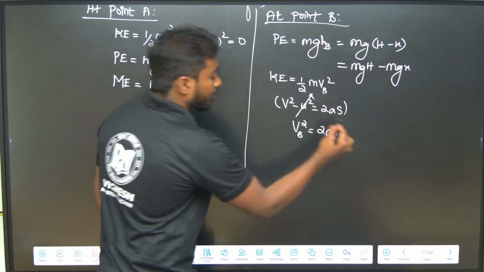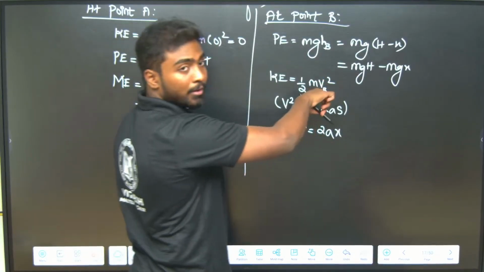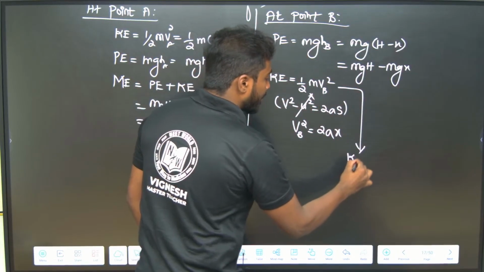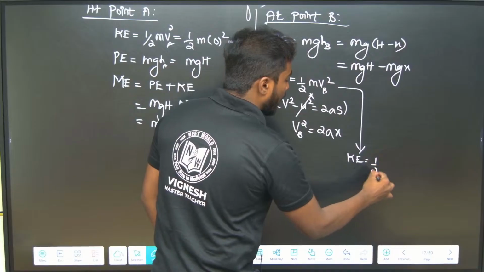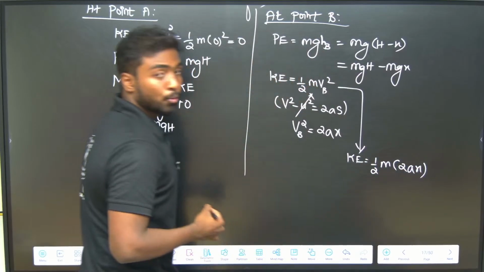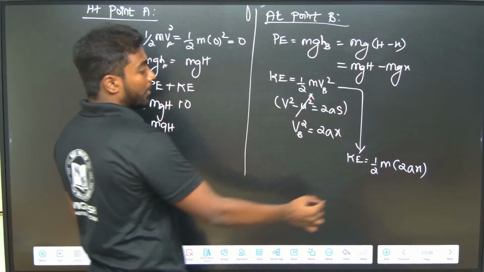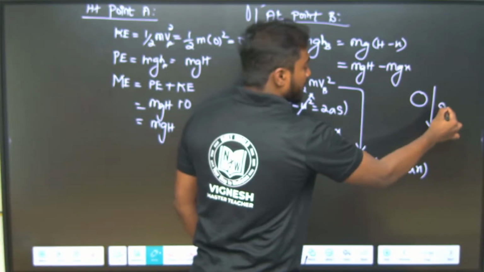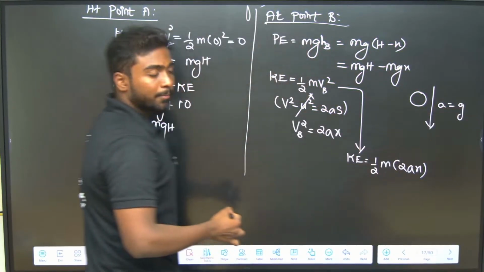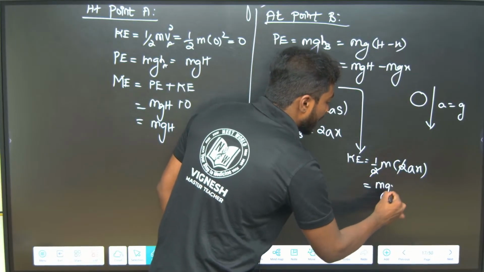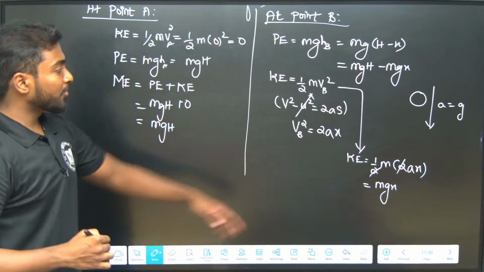This is x. So substitute the value of vB square here. So kinetic energy is equal to half m into 2ax. And when the object is falling in this direction, a will be equal to g. So the 2 will get cancelled. mgx. This is my kinetic energy.